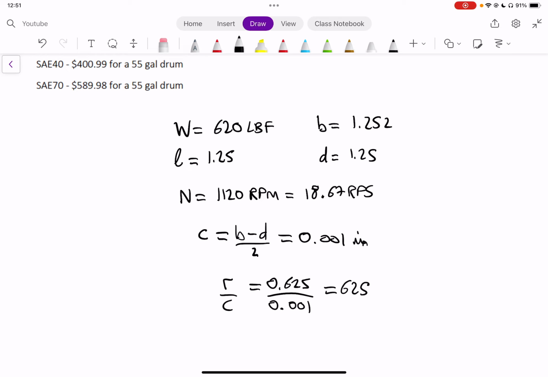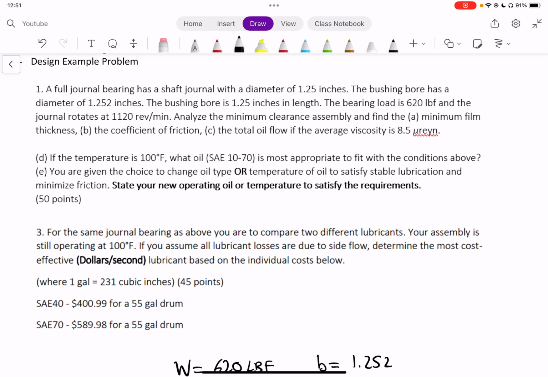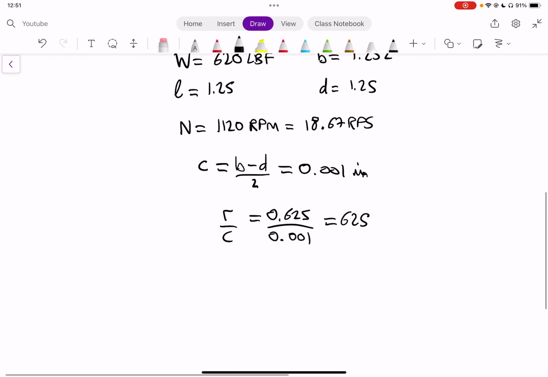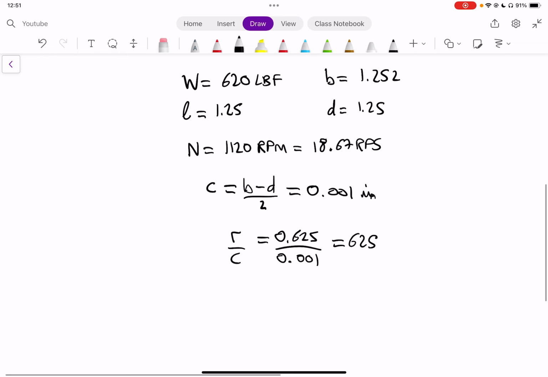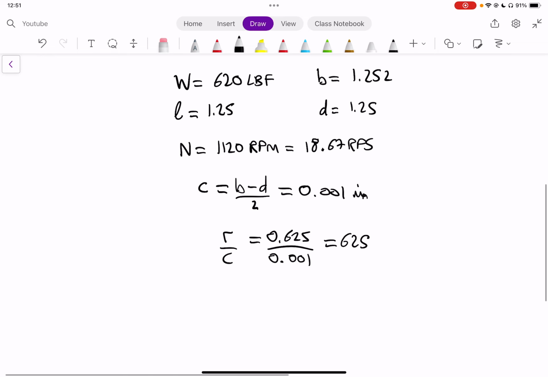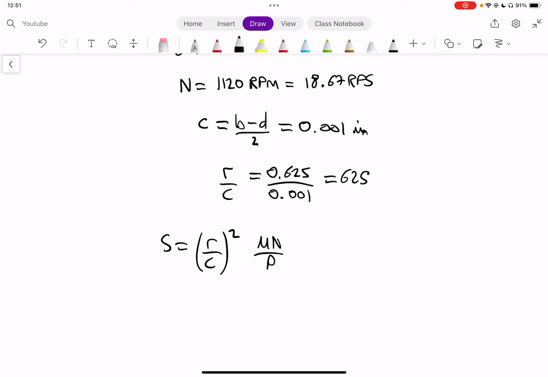And the reason why we're trying to find R over C and all this is in order to find our 3 different things, the minimum thickness, the coefficient of friction, and the total oil flow. We're going to use the Raimondi and Boyd charts, and we're going to use our Sommerfeld number in order to find it. So our Sommerfeld number, if you recall, is (R over C) squared times mu N over P. And based on this information, we can start plugging in for all of that. So we have that (R over C) squared is going to be equal to 625 squared.